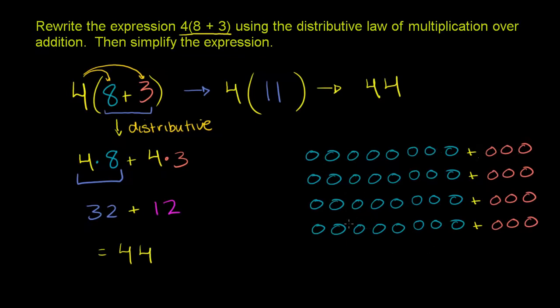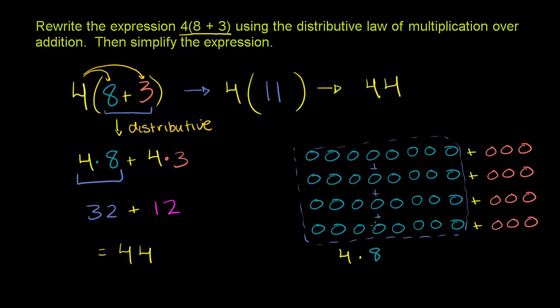Now, what is this thing over here? If you were to count all of this stuff, you would get 44. But what is this thing over here? Well, that's 8 added to itself 4 times. You can imagine you're adding all of these. So what's 8 added to itself 4 times? That is 4 times 8. So this is 4 times 8.